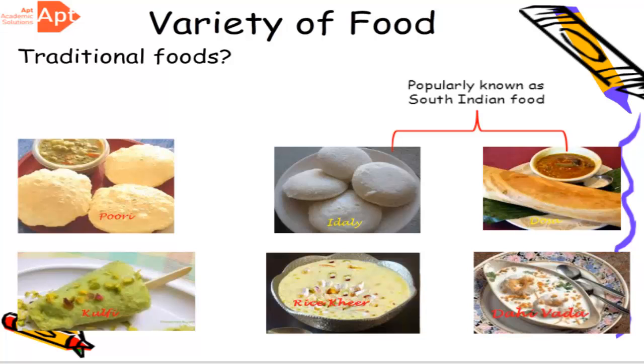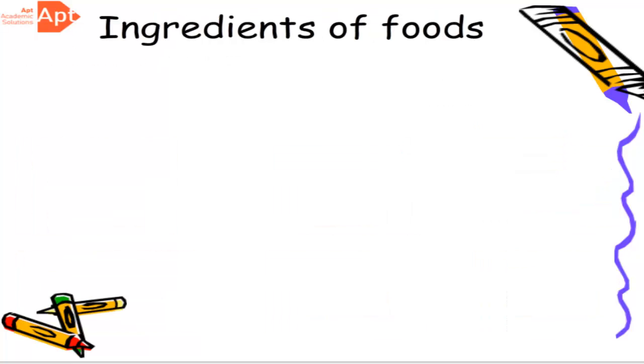A delicious dessert here, rice kheer, and kulfi in summers that we love to eat. Also another snack we have here is dahi bada. So these are some traditional foods that we have, which are very popular, and usually we will love to eat all this.